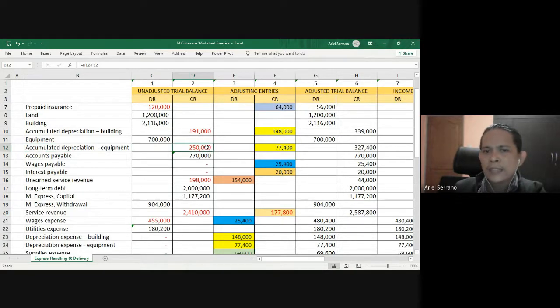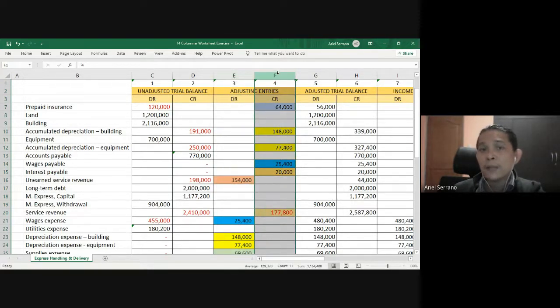250 for the unadjusted, and there is an adjusting entry for a credit of 77,400. That is why in our adjusted trial balance, we have this amount of 327,400. So for assets, okay, for expenses, what else? For the drawing account, the normal balance is debit. And then if there is an adjusting entry for a debit, you have to add it. If there is an adjusting entry for a credit, you have to subtract it.